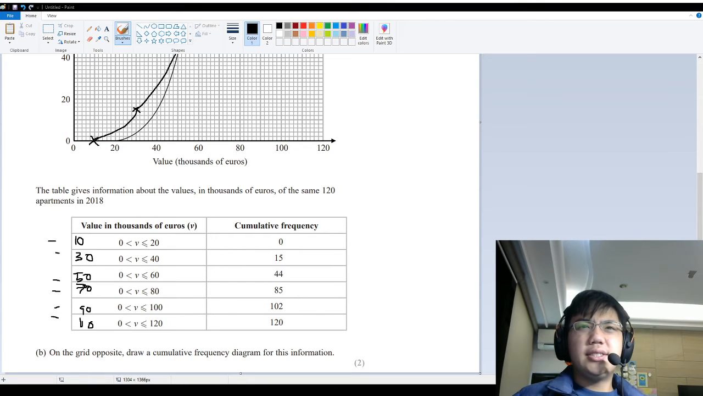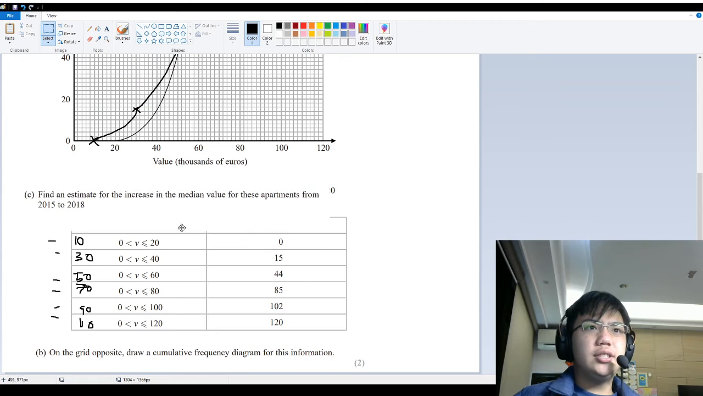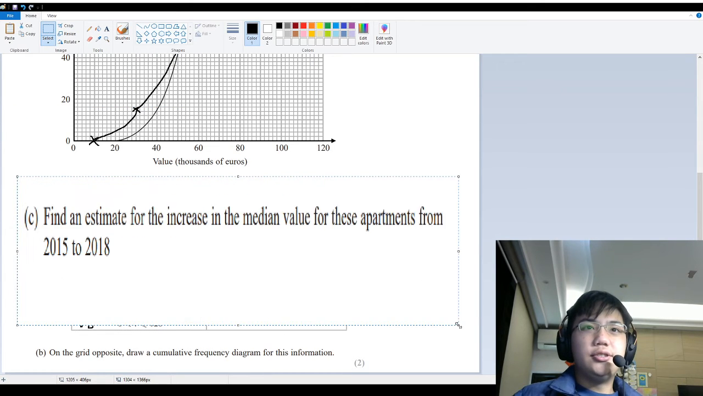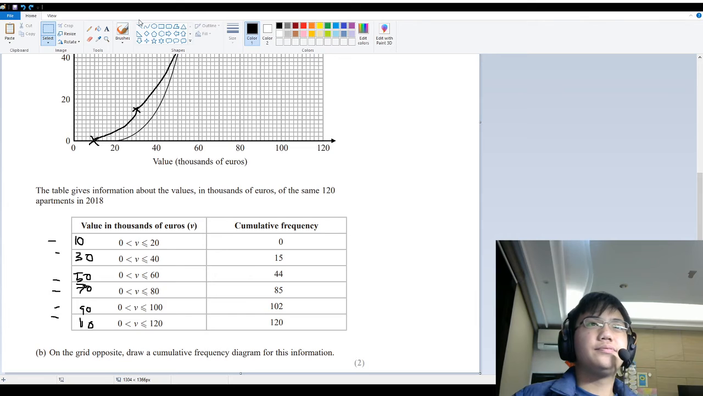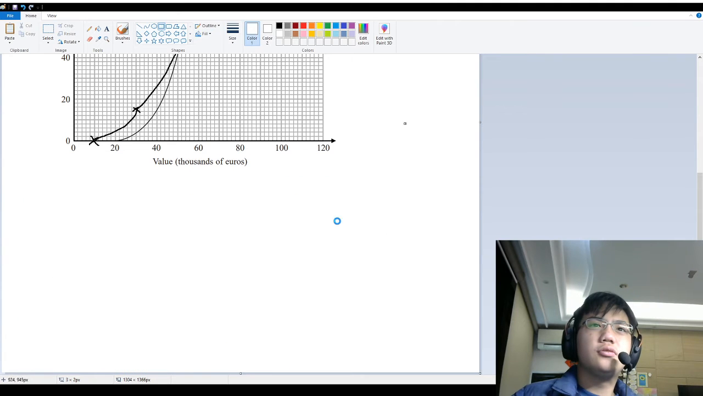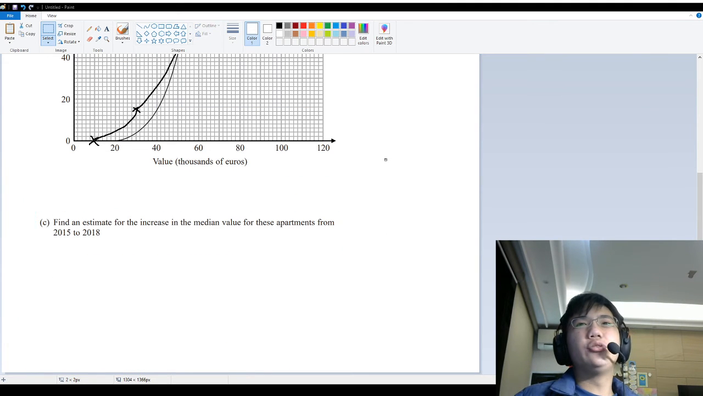The final part of this question requires both this new cumulative frequency graph and the original graph given on the exam paper. So the last question is to find an estimate for the increase in median value for these apartments from 2015 to 2018.